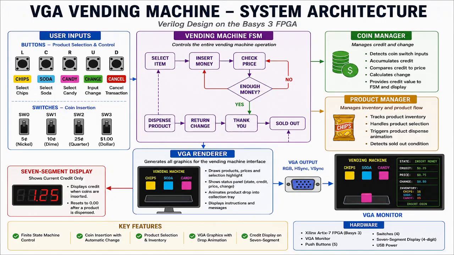Let's begin with the overall system architecture. User inputs from the push buttons and switches feed into the vending machine finite state machine. The FSM acts as the brain of the design, deciding when products are selected, coins are accepted, products are dispensed, and change is returned. The renderer converts those decisions into the VGA graphics, while the 7-segment display shows the current credit entered by the user.